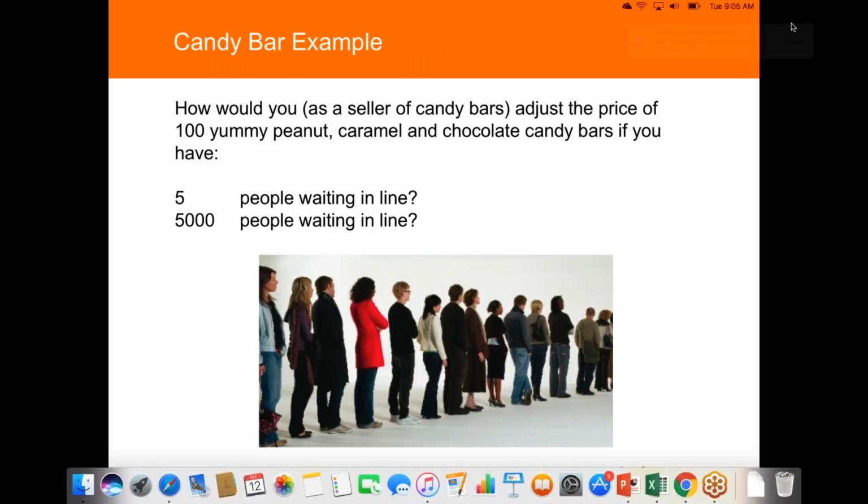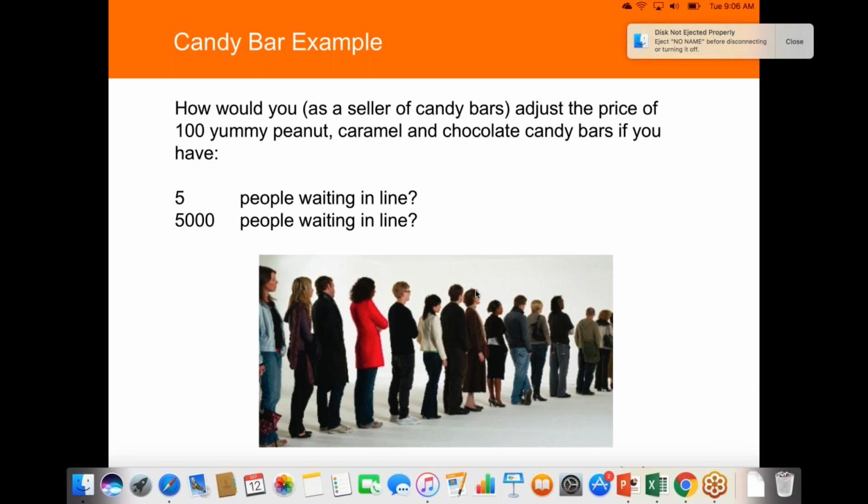Okay, so we're just going to go through a quick example. I think Arusha used this in the last one. It's a candy bar example. If there was 5 people waiting online, the demand and the price is not going to be as much. So obviously it's not going to be a problem.